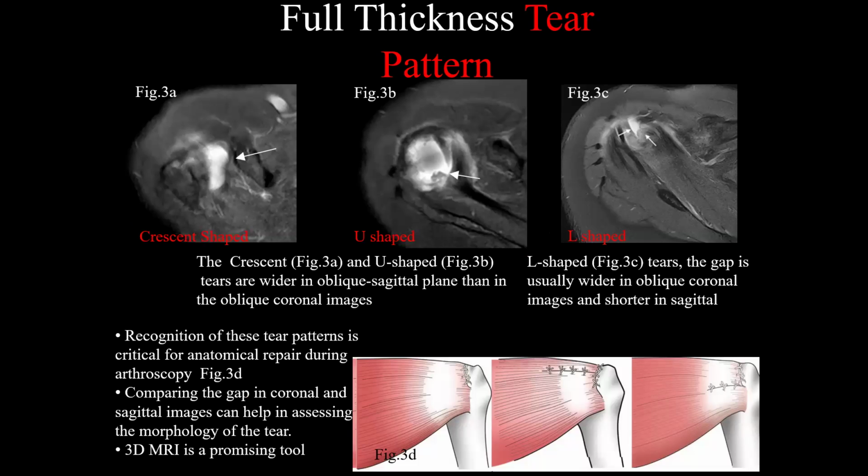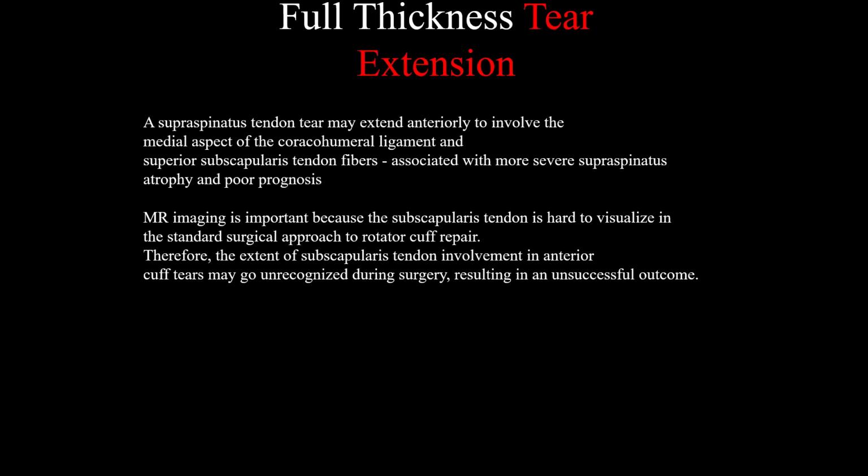According to the pattern of the tear, they are classified as crescent-shaped, U-shaped, and L-shaped, as seen in the following MR images. Recognizing this pattern is essential for surgeon, as we can see in the figure 3D, the different approach to surgical management taken in different patterns of tear.